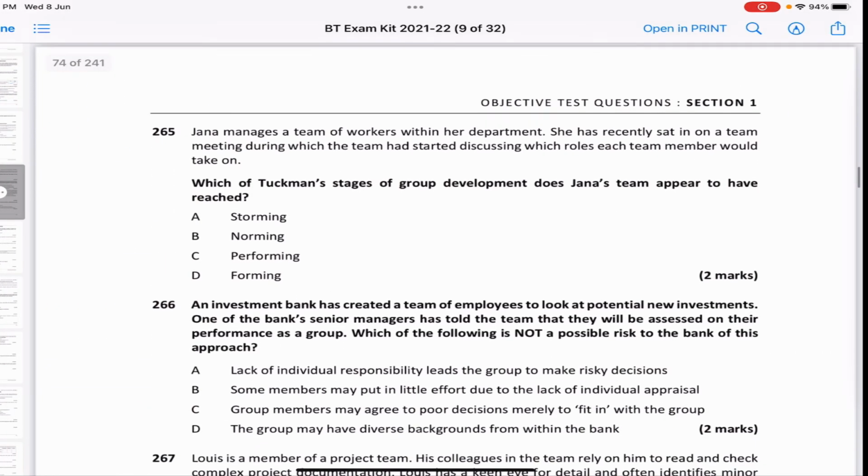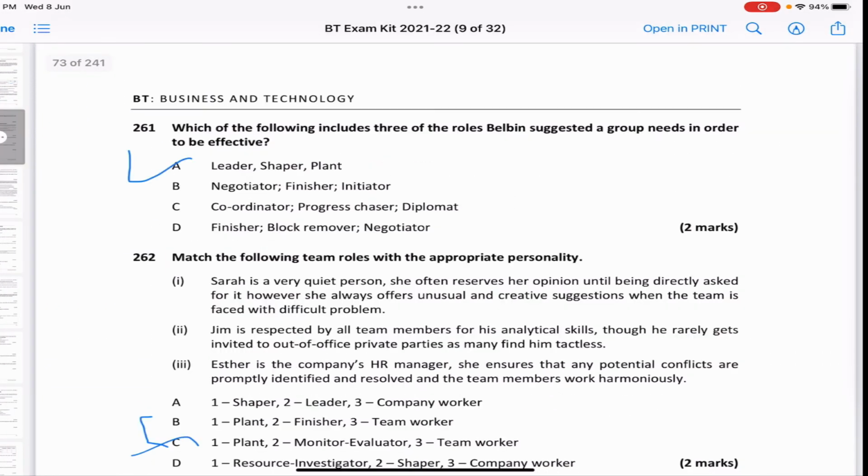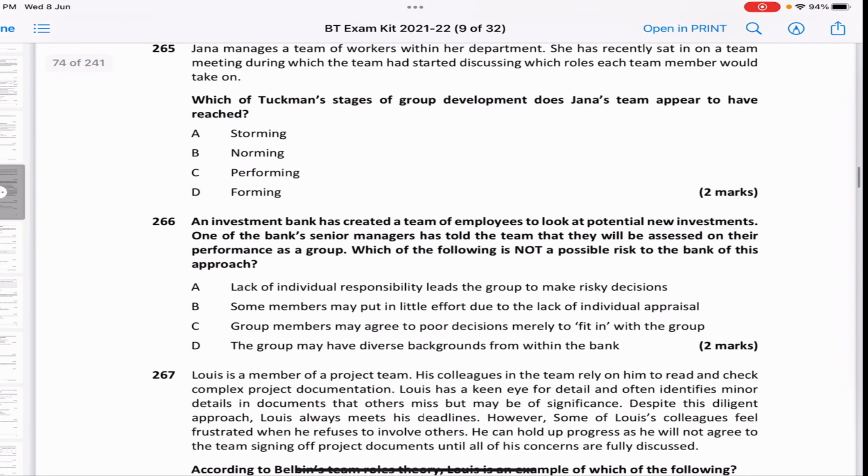Oops. Jana manages a team of workers within her department. She has recently sat in on a team meeting during which the team was discussing which roles each member should take on. So, after storming, that is something where we have, which would go with B, which is norming.